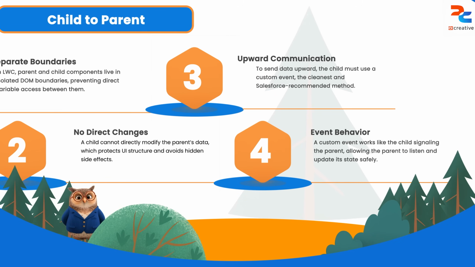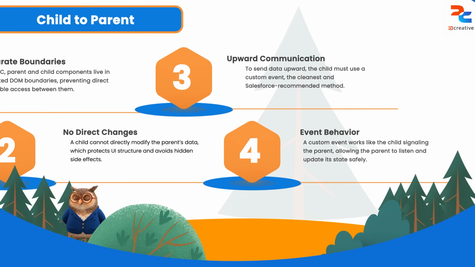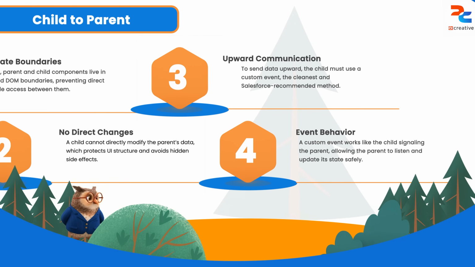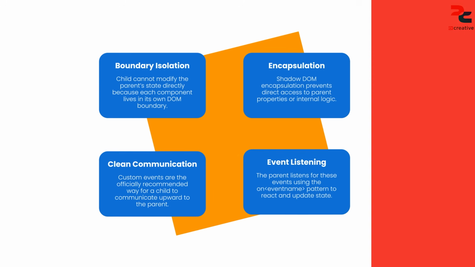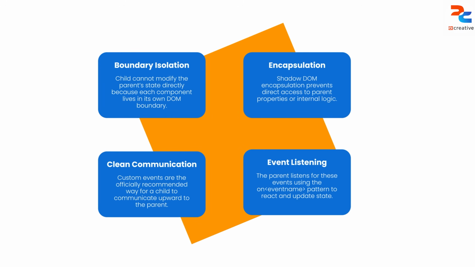So when the child wants to communicate upward, the only clean and officially recommended way is to dispatch a custom event. Think of it like a child raising its hand and saying, "Parent, here's some data. Do something with it." Then the parent listens for that event, catches it, and handles it.